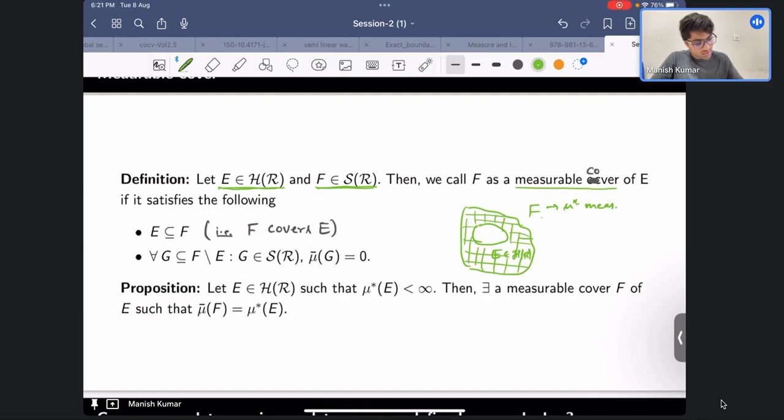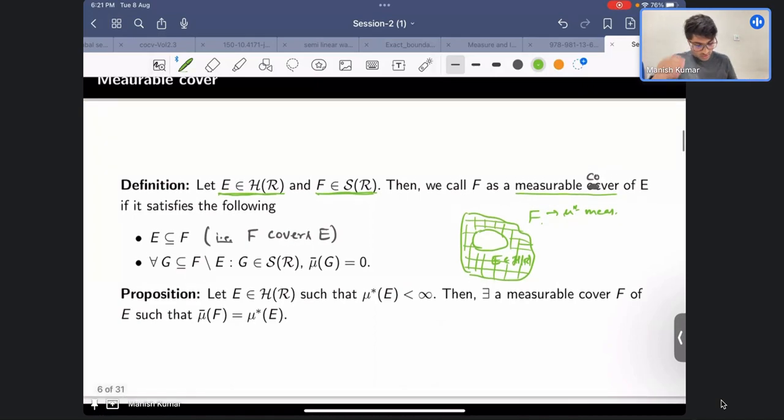Okay, that means the distance is not that big. So if you increase the size of a set a bit, and a bit in the sense that the measure is actually the same, then in some sense you are getting a measurable cover if you extend a bit. That's what it says roughly. And what is the proposition?